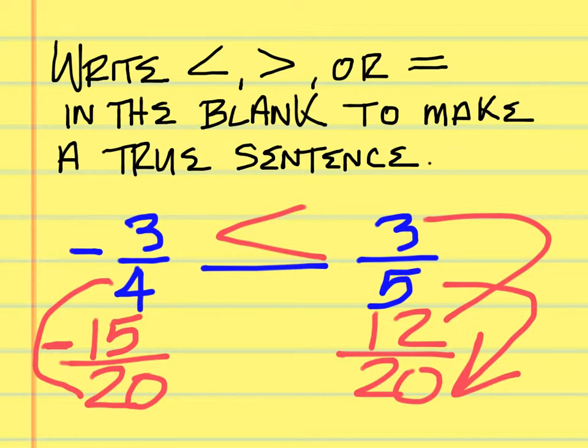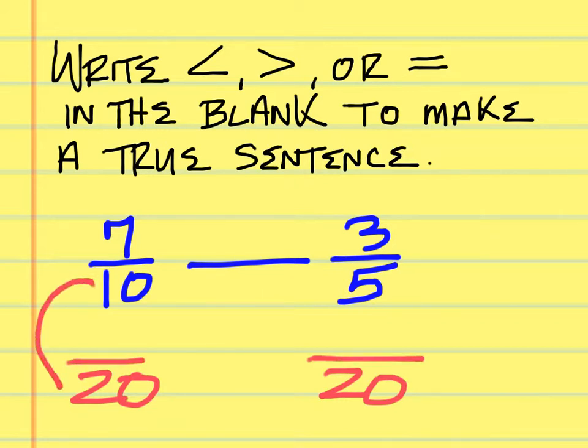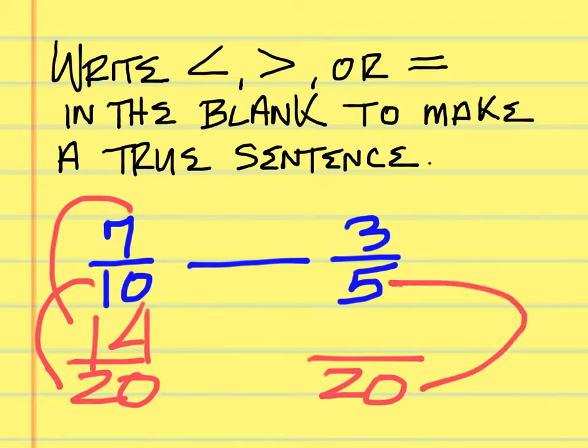Also, what you could have done is looked at the signs. If this one's negative and this one's positive, there's really no need to change the denominators. The positive one has to be greater. Now, these are both positive. So, 10 and 5, what's the common denominator? 20 is right. So we'll go 20 and 20. What do I multiply 10 by to get 20? 2. So what's 7 times 2? 14. What do I multiply 5 by to get 20?